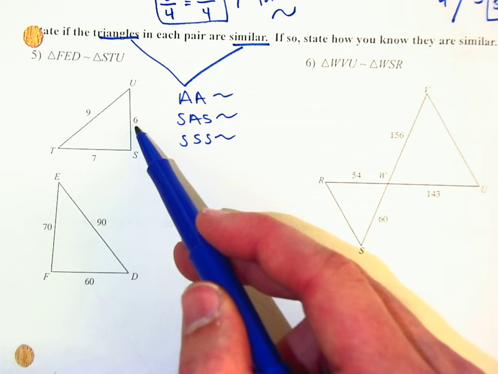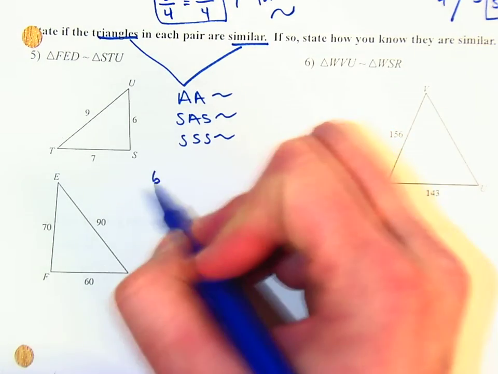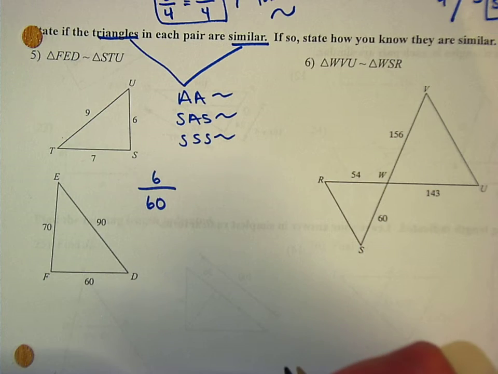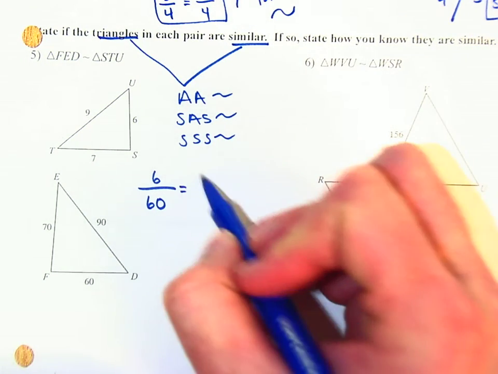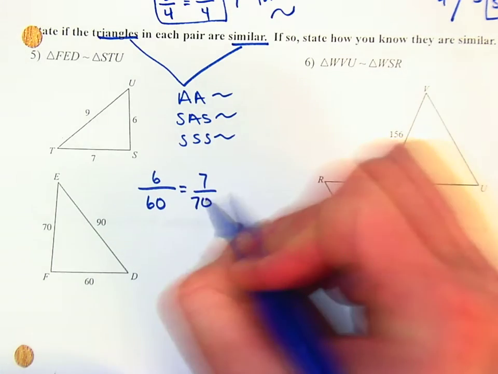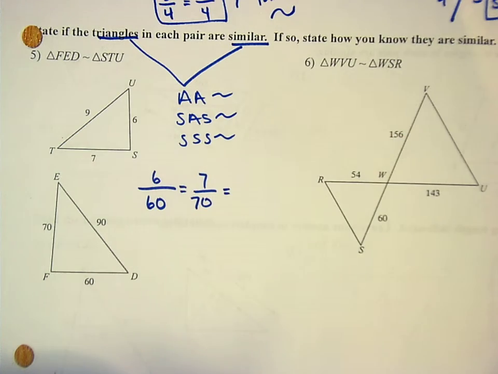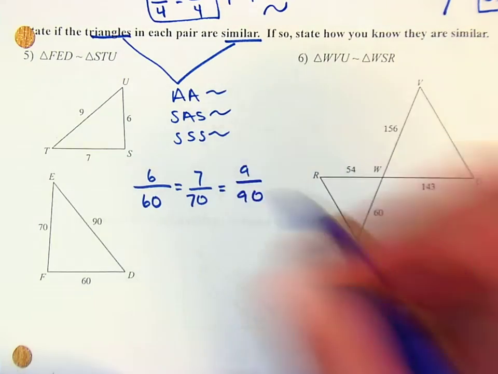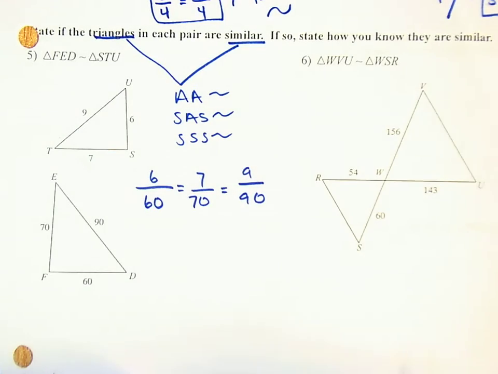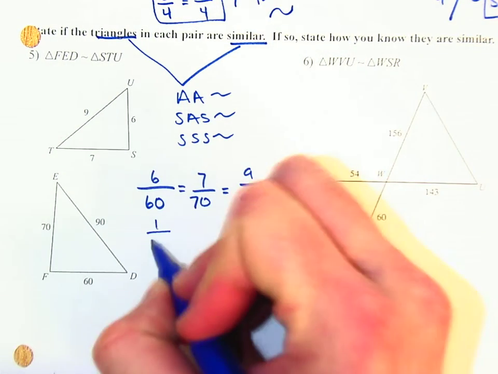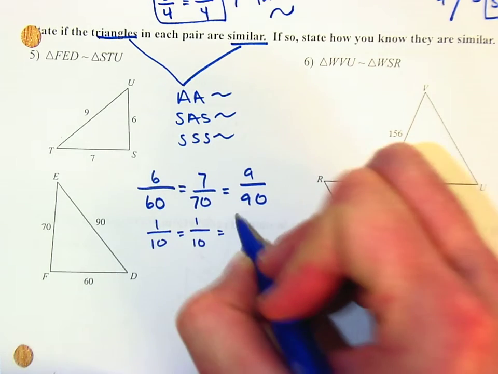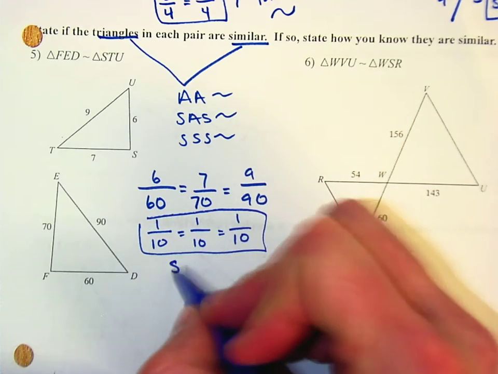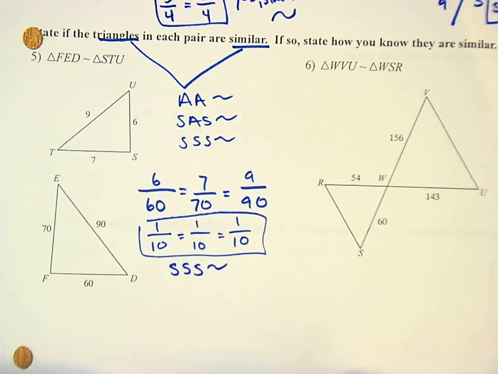So this is the shortest, I should say. 6 is the shortest, so it must correspond to the shortest in the other triangle. The same is true for the medium length side. 7 must correspond to 70, the other medium length side. And last but not least, this 9 measurement must correspond to 90, the longest side. Well, when we reduce this, we have 1 over 10 equals 1 over 10 equals 1 over 10. So the sides are proportional, and by side, side, side, the triangles are similar.